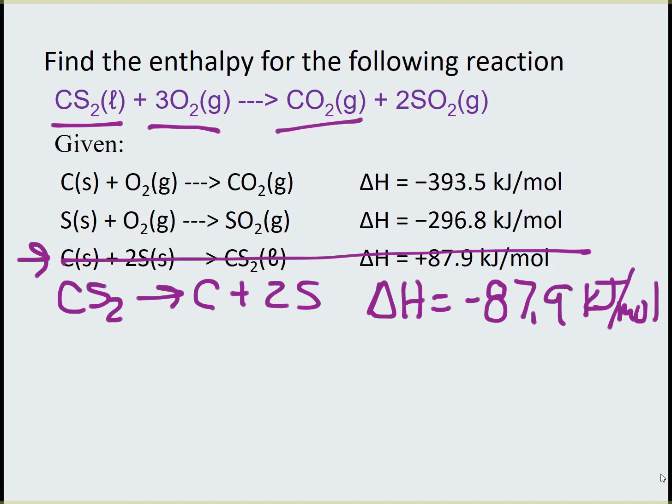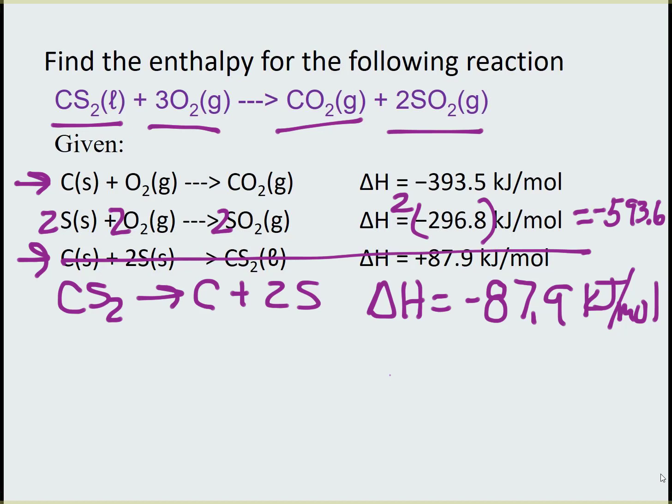All right, let's look at the next one then, CO2. So CO2 is only in this top equation, and I see it's on the correct side, and I also have the correct amount. So it's 1 and 1, so I'm good. And let's look at the SO2. So the SO2 I see is in the middle equation, and it has the correct side, but I do not have the correct amount. So I want to multiply through by 2. So I'm going to put a 2 here, a 2 here, a 2 here, and I'm going to multiply this by 2. And I get a negative 593.6.